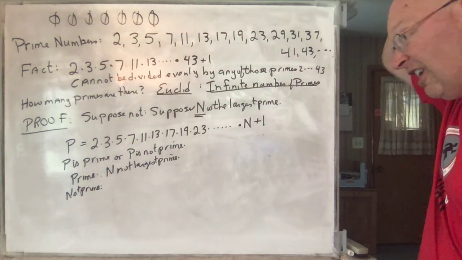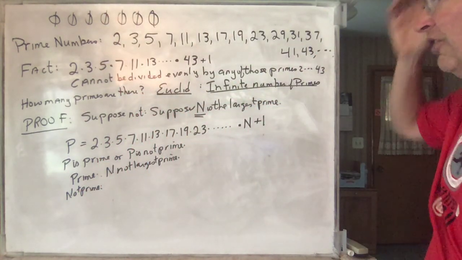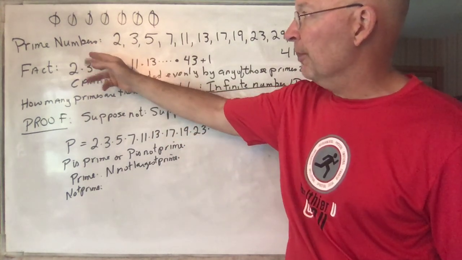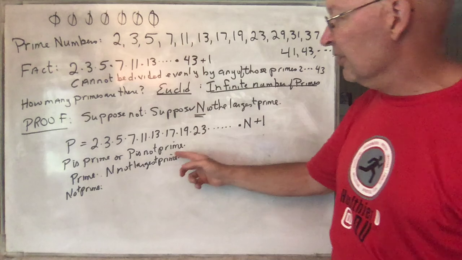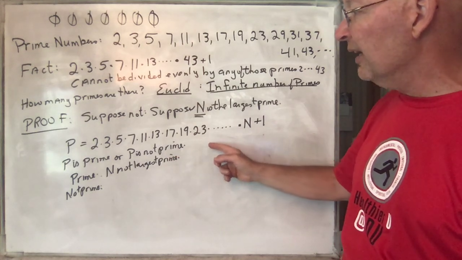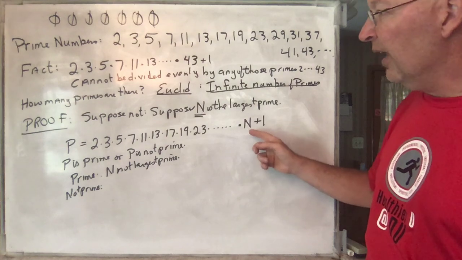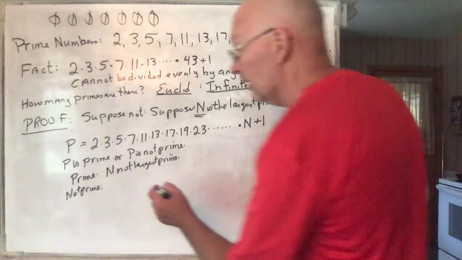Okay? If P is not prime, then what does it mean to be not prime? It means that it's a composite number. It's a composite. And if it's a composite, that means it can be divided into its primes. Okay? So it can be divided into primes.